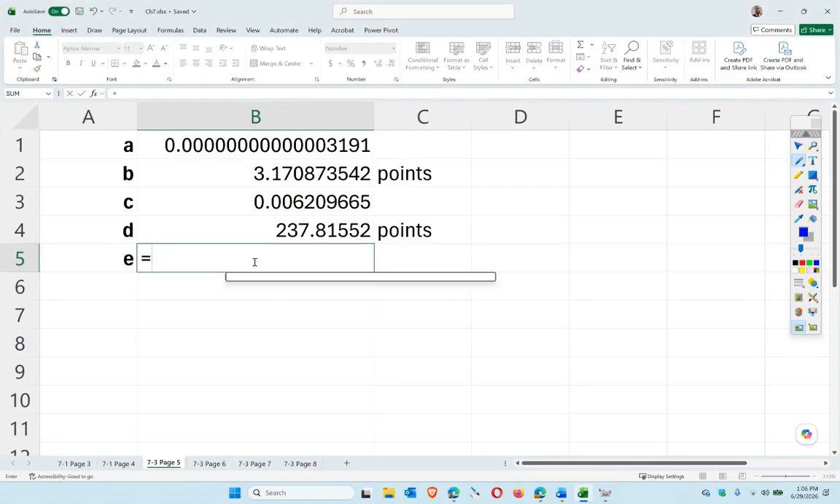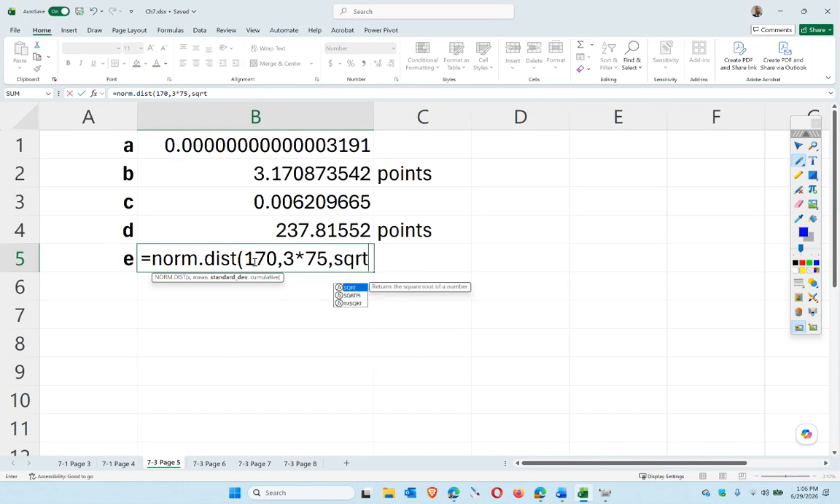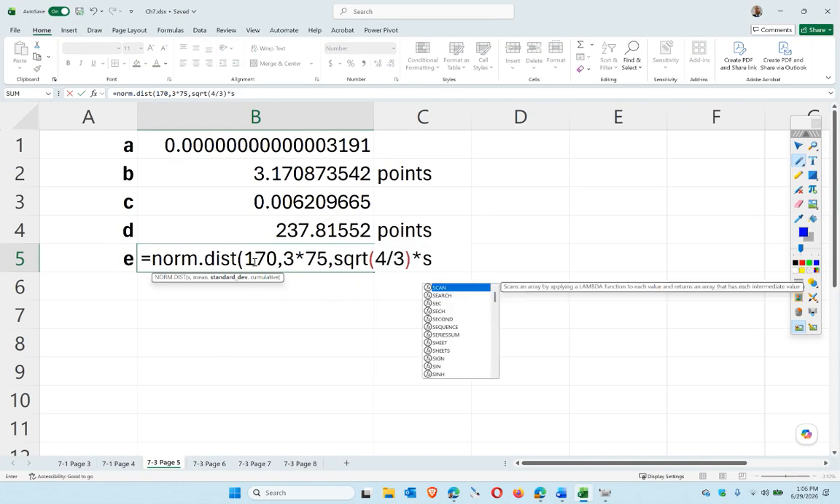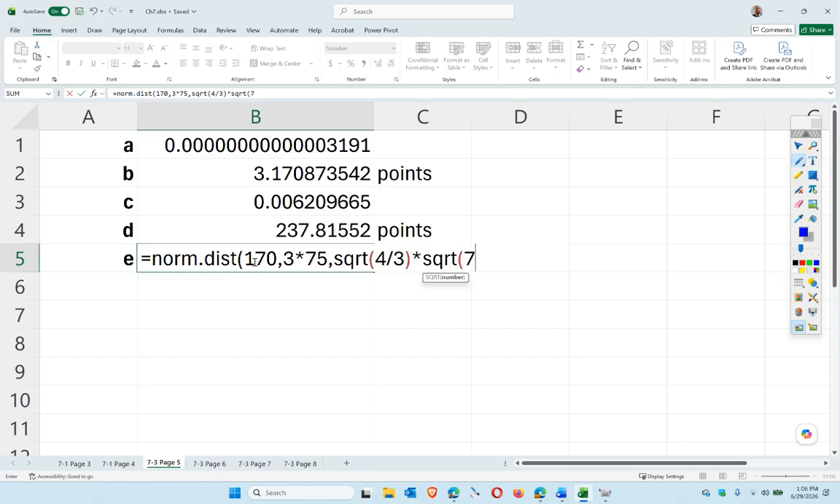Okay, so normal dot distribution, right? 170, comma, 3 times 75, comma, square root of 4 divided by 3, times the square root of 75, comma, true. Okay, the problem is this is 170 or less. That's not what I want. I want 1 minus, which would be more than 170, correct?